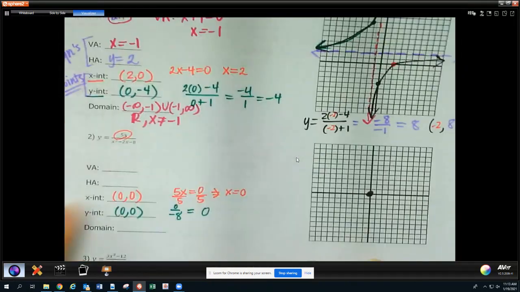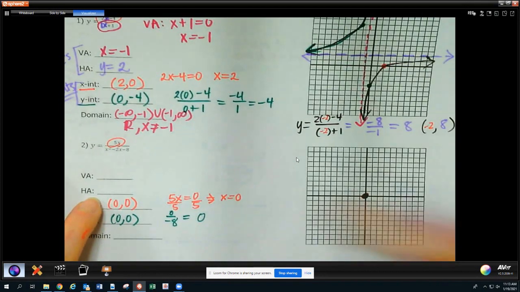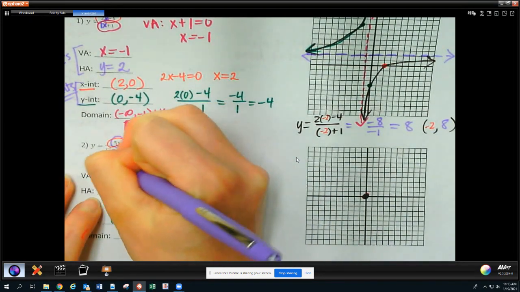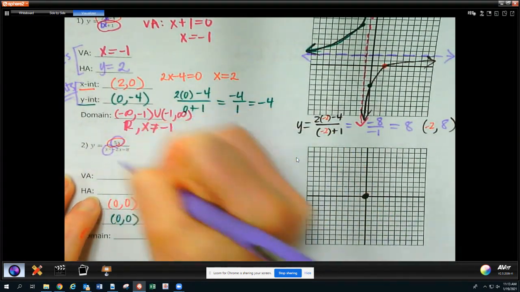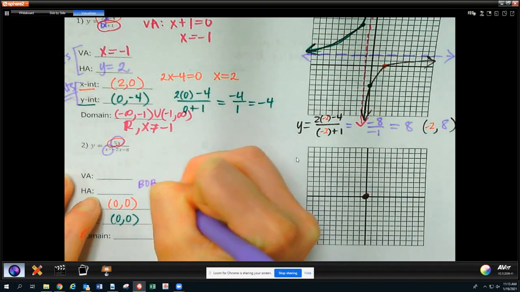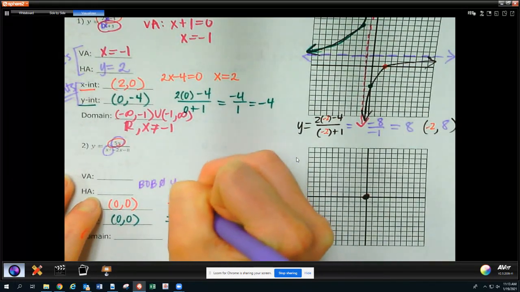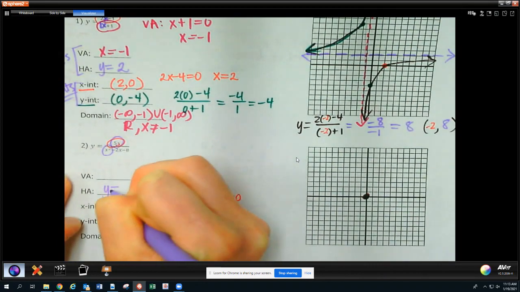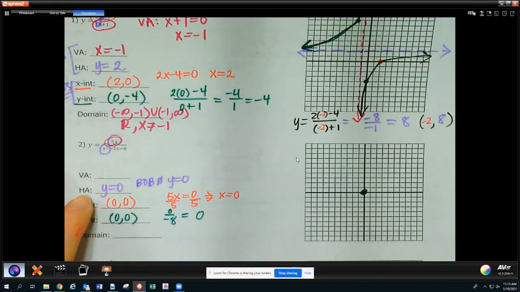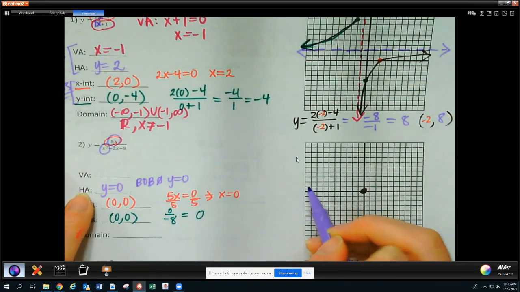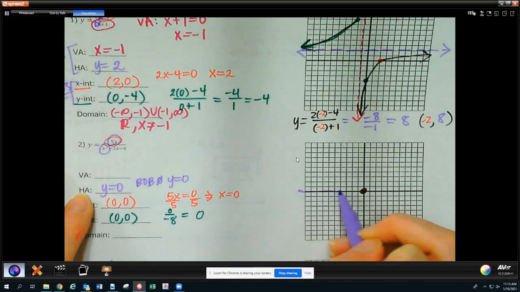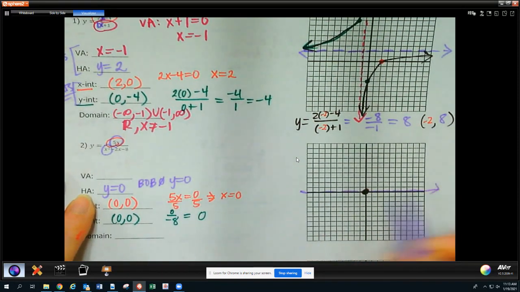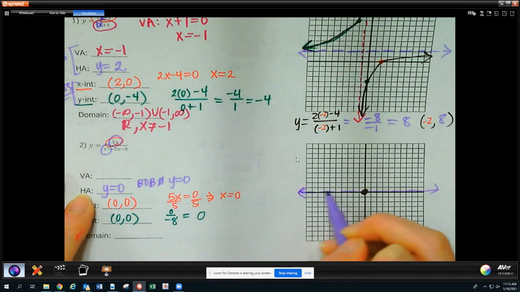For the horizontal asymptote, we use the funny acronym. We have a linear over a quadratic. So it's bigger on bottom. Remember, that's BOBO, y equals 0. Bigger on bottom, y equals 0. And so we actually have a horizontal asymptote right through the intercepts.